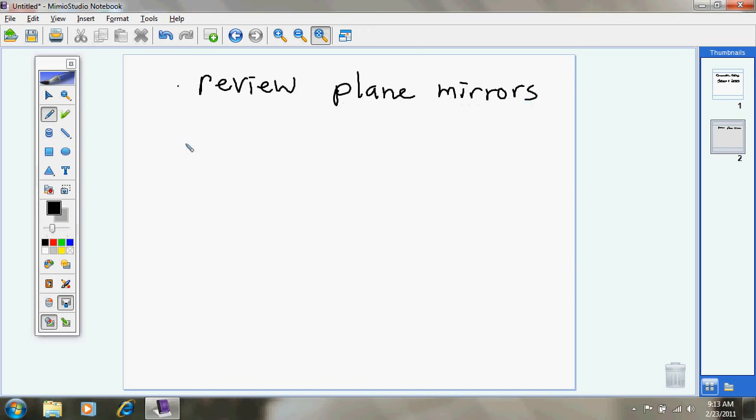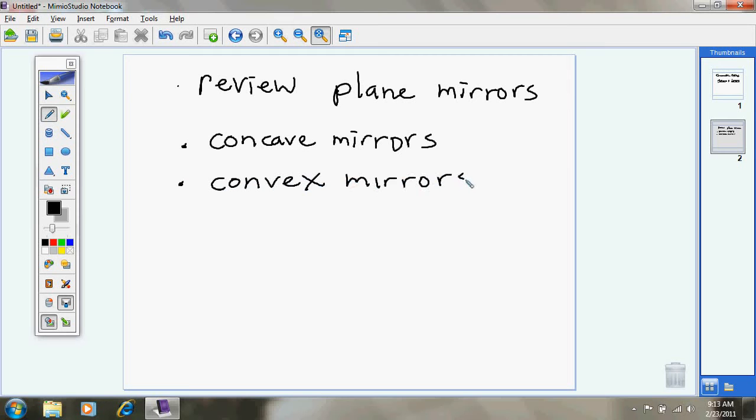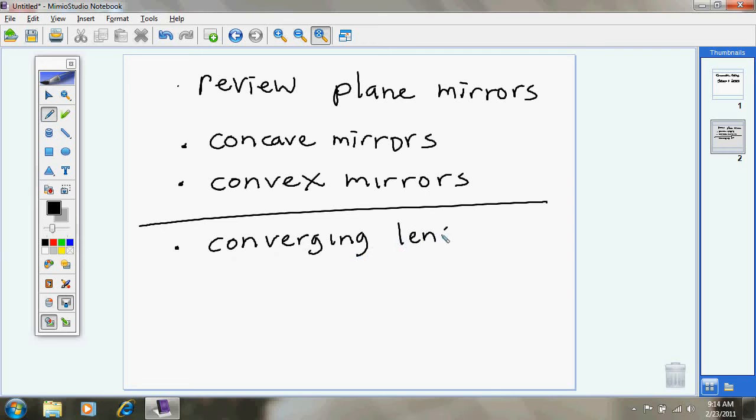and then we're going to talk about the images produced by concave mirrors, and then we're going to talk about the images produced by convex mirrors, and then we'll be about half done. And then we're going to go on and talk about the images produced by converging lenses, and then by diverging lenses.